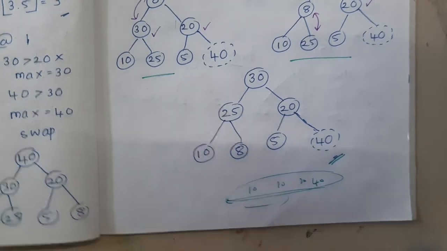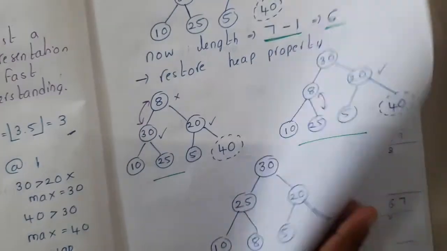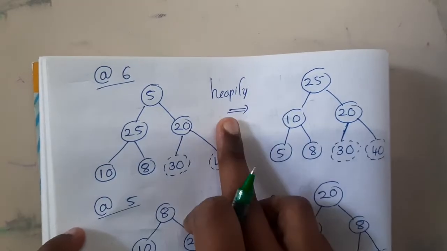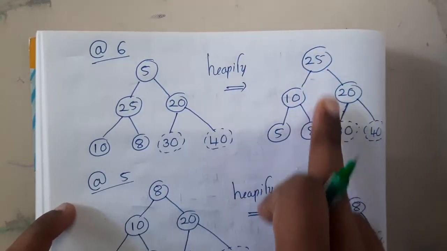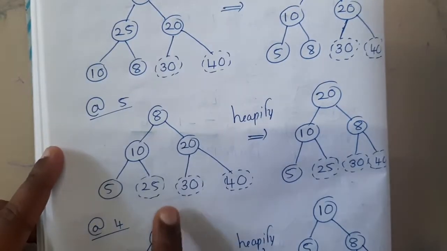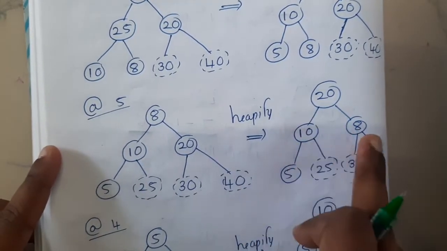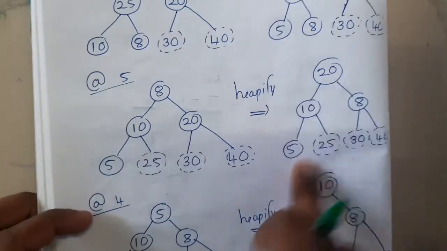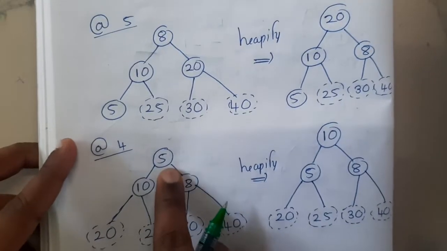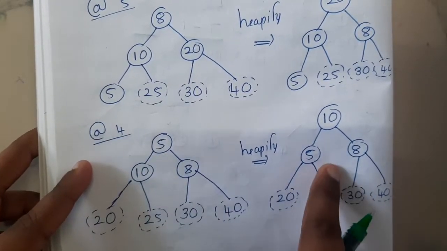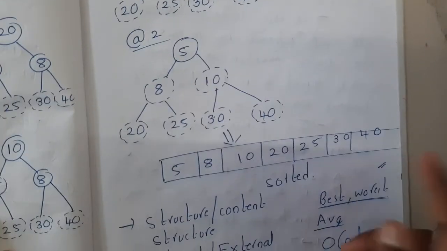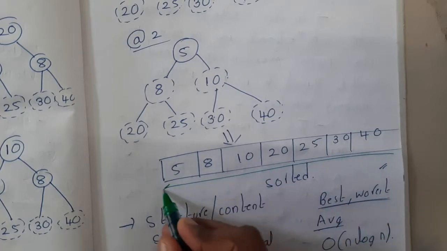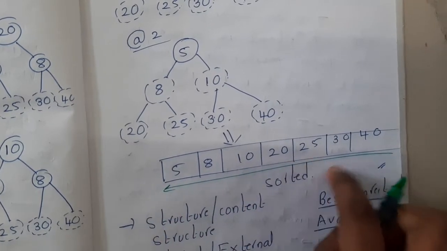So you will be continuously doing this. Here we saw 30 will come down and 5 will go up, right? Again you will do heapify. You will get 25, 10, 5, 8, 20. So again you will swap this 25 with 8. So you will get like this. And again you will perform heapify. 20, 10, 8, 5. So again you will swap this 20 with 5. So 5 will come up again, again you will perform heapify. In this way, layer by layer, element by element you will remove. At the end, you will end up with a sorted array 5, 8, 10, 20, 25, 30, 40.